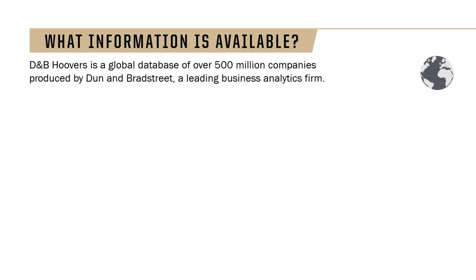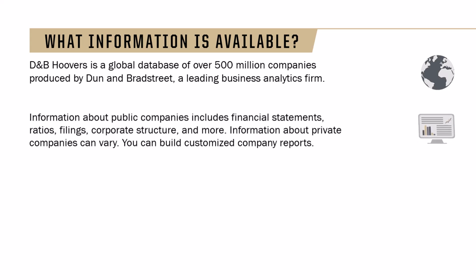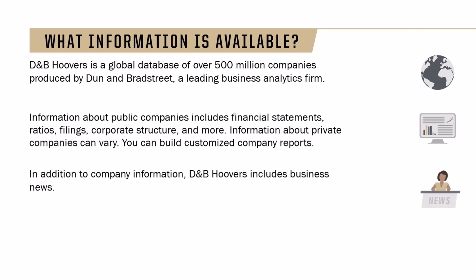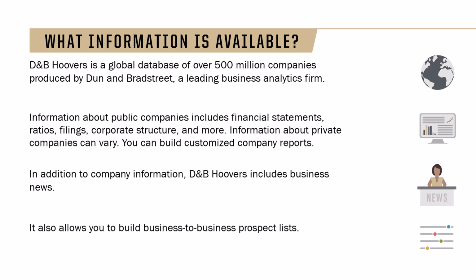D&B Hoovers is a global database of over 500 million companies produced by Dun & Bradstreet, a leading business analytics firm. Information about public companies includes financial statements, ratios, filings, corporate structure, and more. Information about private companies can vary. You can build customized company reports. In addition to company information, D&B Hoovers includes business news. It also allows you to build business-to-business prospect lists.